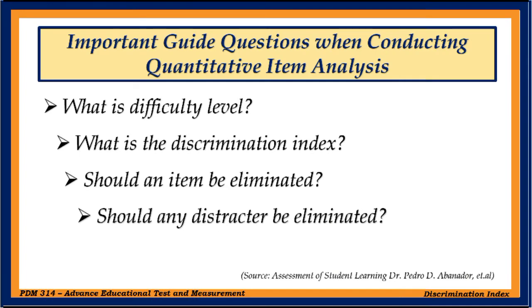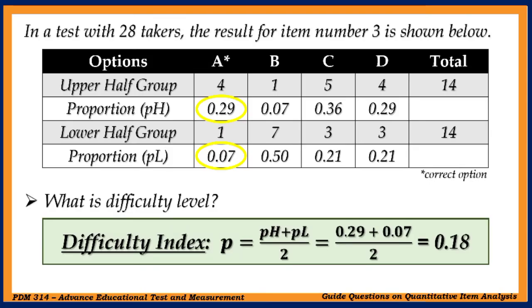Now here are some of the important guide questions when conducting quantitative item analysis. First, what is the difficulty level? What is the discrimination index? Should an item be eliminated? Should any distractor be eliminated? Now let's have this example.